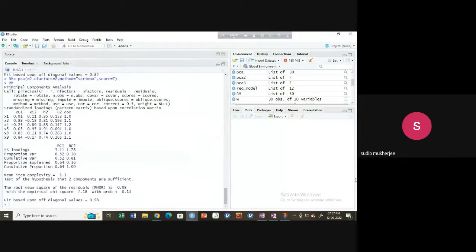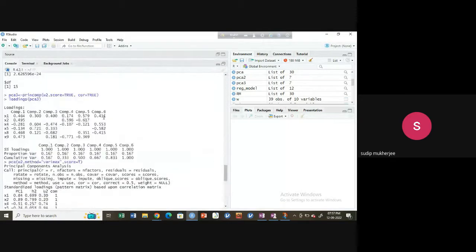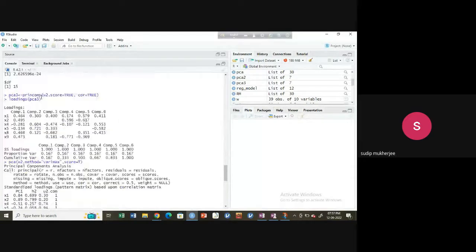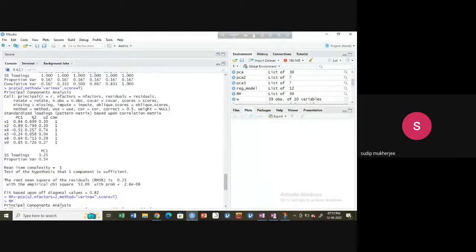You just see two types of output. One is the output that I discussed here, only RC1 and RC2. And here you see H2 and U2. What is the meaning of this H2 and U2? This U2 is basically the uniqueness, and H2 is the cumulative.